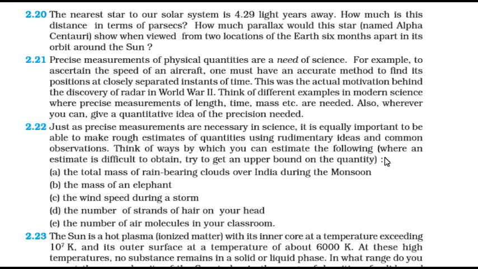The question is: the nearest star to our solar system is 4.29 light years away. How much is this distance in terms of parsecs? How much parallax would the star named Alpha Centauri show when viewed from two locations of the Earth 6 months apart in its orbit around the Sun?